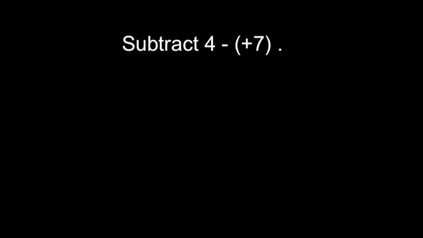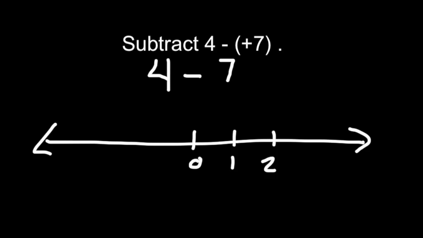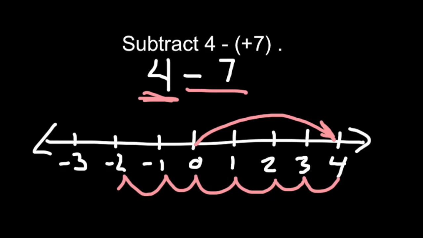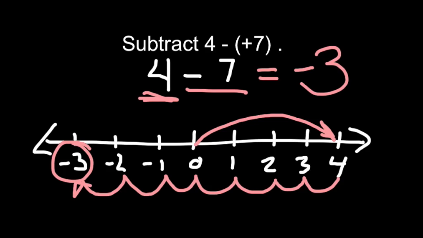Alright, here's a new one. We want to subtract 4 minus +7. And honestly, that's the same thing as just saying 4 minus a 7. We use a number line. We start at the 4 just like normal. And then we got to decide. We have -7. So should we go up or down? Well, obviously, if we're taking away 7, we should be going down. So we go 1, 2, 3, 4, 5, 6, 7. We end up at -3.